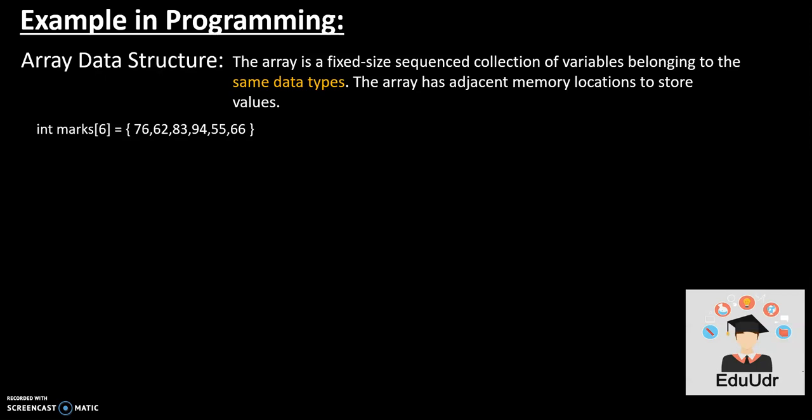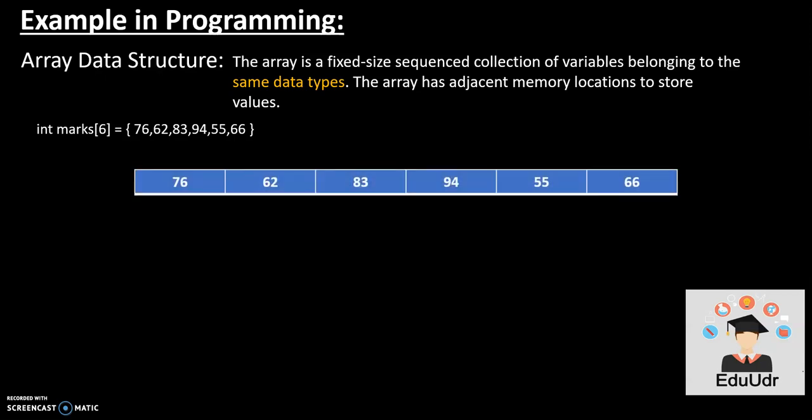Now we have integer as the data type and the variable marks with an array size of 6. Let us consider the marks of 6 students in a subject, where the first student got 76, the second student has 62, the third student has 83, the fourth student has 94, the fifth student has 55, and the sixth student has 66.